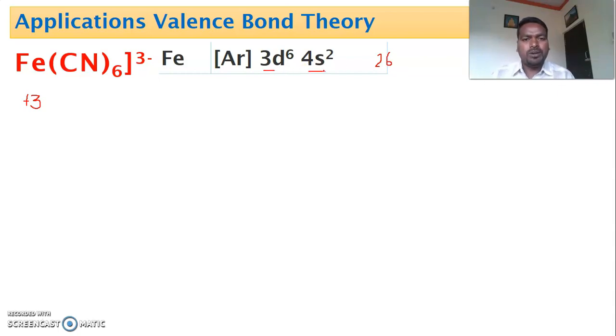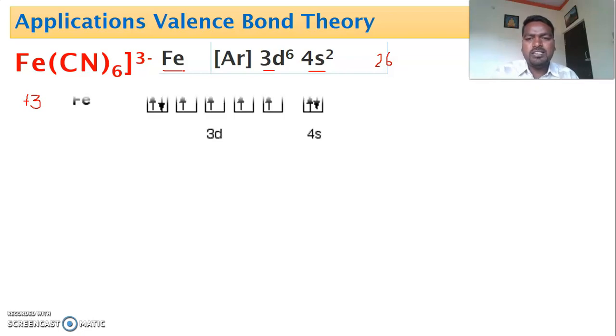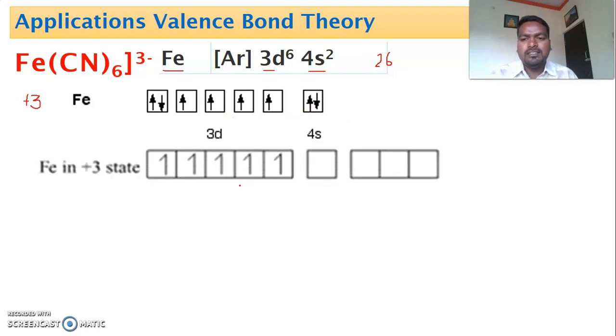Dear students, while solving these problems, take the pen and paper and write along with me, then only you can easily understand the application of valence bond theory to various coordination complexes. So here the oxidation state is +3, and this is the electronic configuration of iron in the ground state, 3d6 4s2, this is how the electrons are distributed.